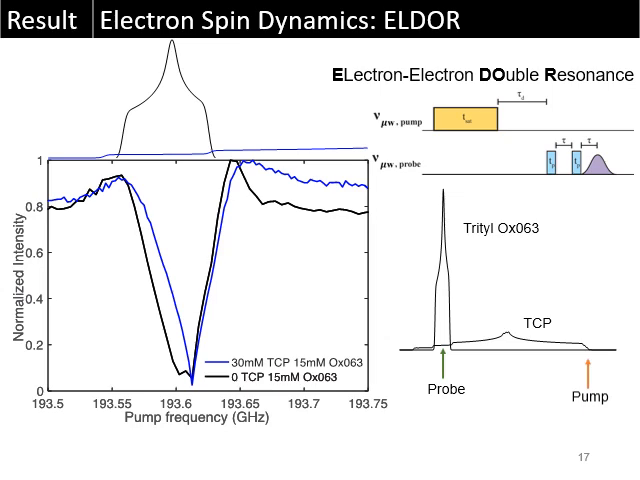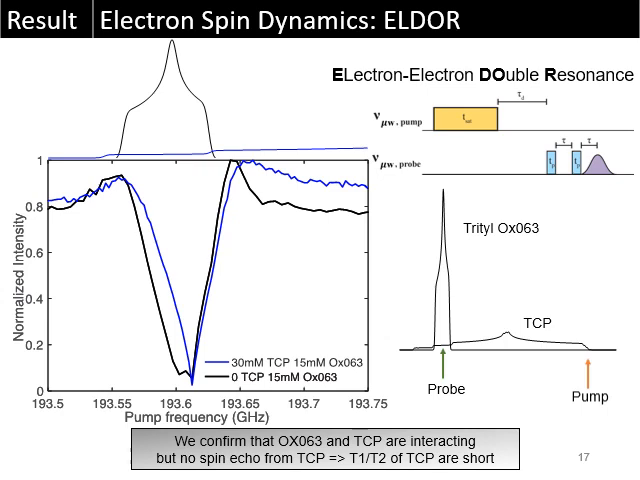Also, I didn't show it here, but when we set the probe frequency to the TCP, we are not able to saturate TCP at all at any frequencies. So from the ELDOR and T1E measurements, we conclude that trital and TCP are for sure interacting. However, there's no spin echo observed from TCP, which indicates that the spin relaxation rates of TCP are too short to be detected.